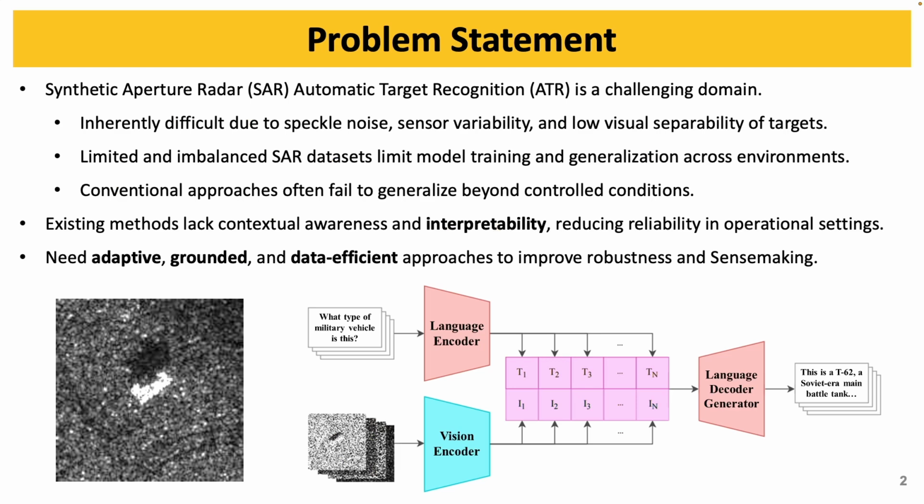So the problem statement here, it's a pretty general ATR framework. We're going to take SAR chips. We're going to try to classify them. Perhaps we're going to do other more advanced techniques such as visual question answering. Maybe we want to ask questions like, what kind of military vehicle is this? And allow a multimodal large language model to generate a longer caption with information, or perhaps relevant information that's observed in the larger scene. And so that's some of the capabilities that we're exploring right now.